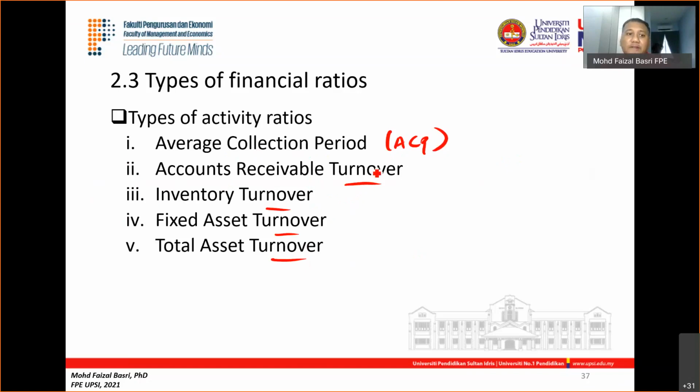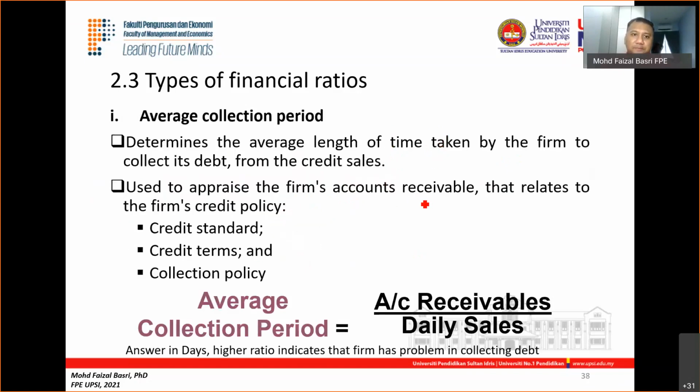Right, so let's look at the first one, ACP, average collection period. By the way, can you hear me? Boleh kan?